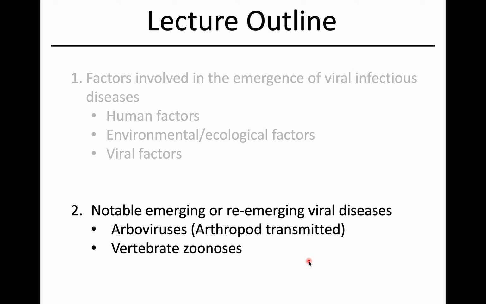Okay, welcome back. In the second half of Chapter 16, we'll be talking about some notable emerging viral diseases, and I've got this divided into two parts. In the first part, we'll talk about arboviruses, which are arthropod transmitted infections, and then we'll talk about basically animal transmitted infections, aka vertebrate zoonoses.